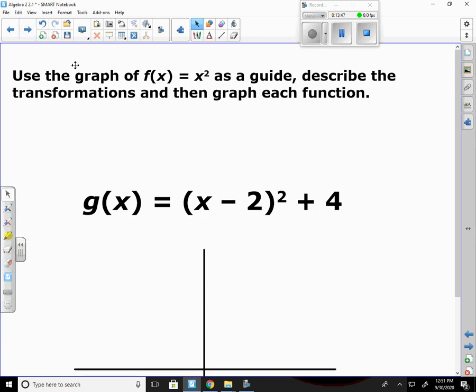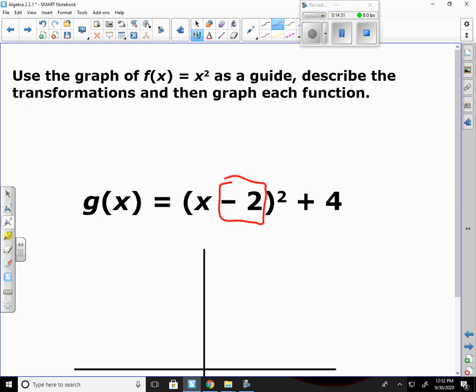Use the graph of f of x equals x squared as a guide. Describe the transformations and then graph each function. So we don't need to graph the function to get started. All we actually need to do is look at what our transformations are telling us to do. When I look at those transformations, I can see that something is happening inside the squared and something's happening outside the squared. Those two things tell me exactly what I need to know about the translation.